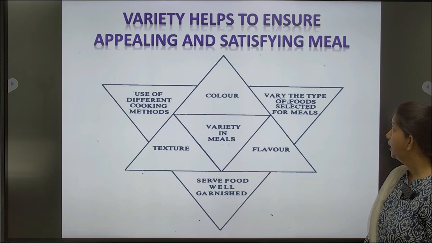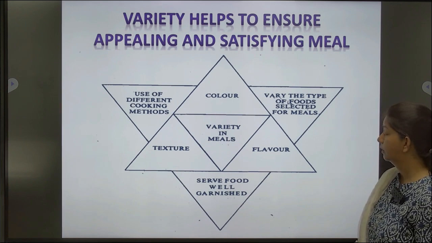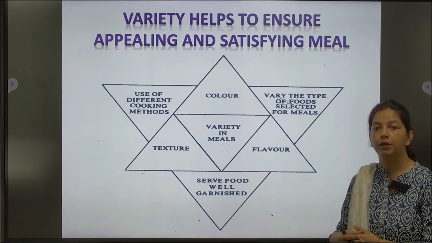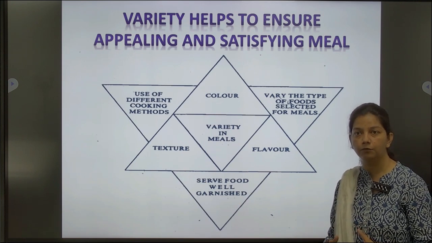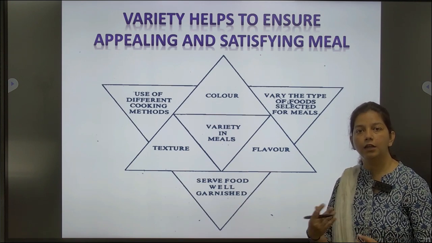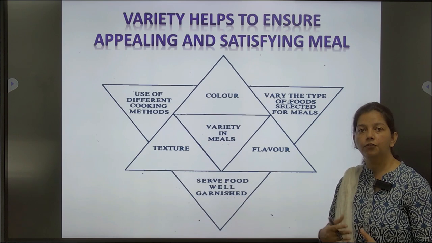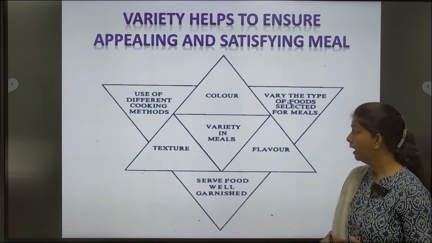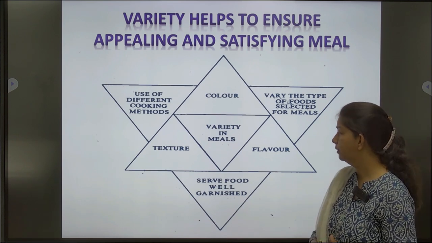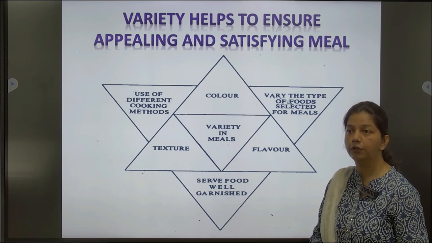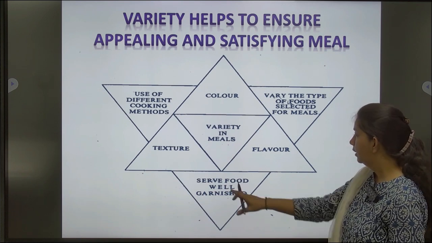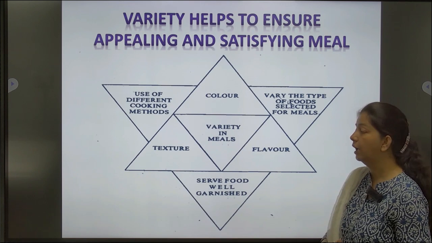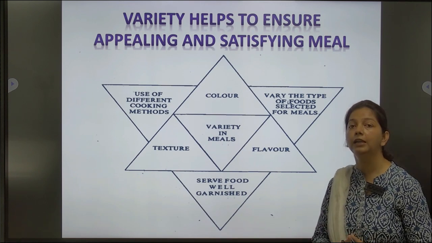Then vary the type of food selected for meals. Like we can prepare one milk food item like custard, another day we can use kheer. So different meals with different variety will enhance the taste, liking of the person, and also increase the nutrient density. Then serve food well garnished, so that it is appetizing and appealing.